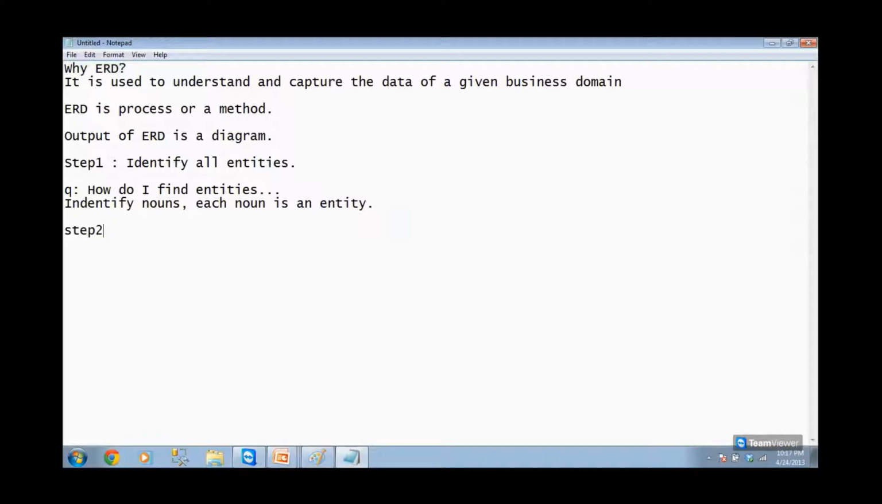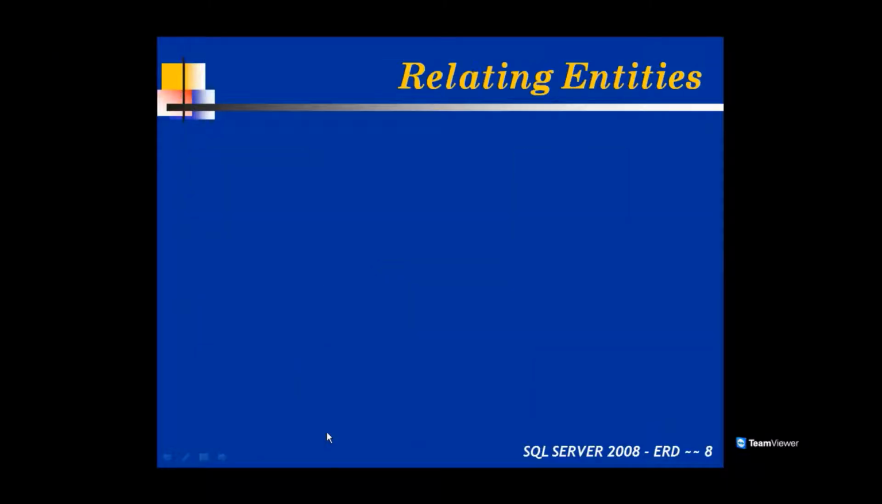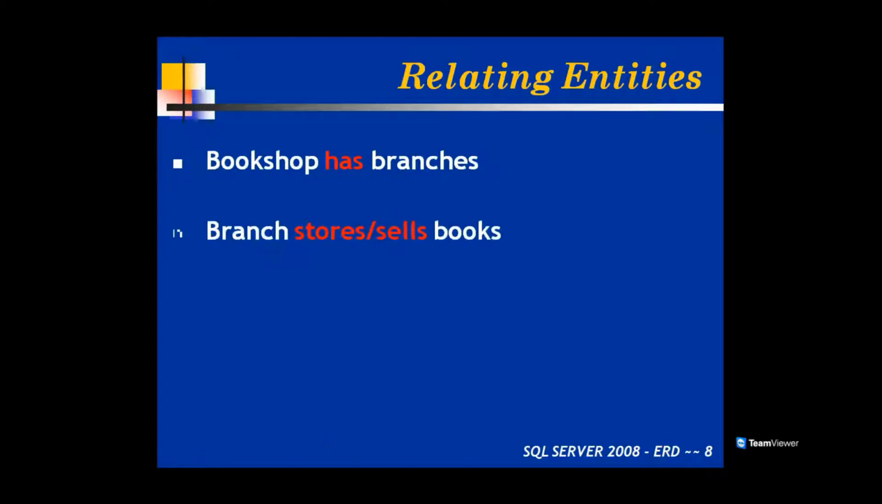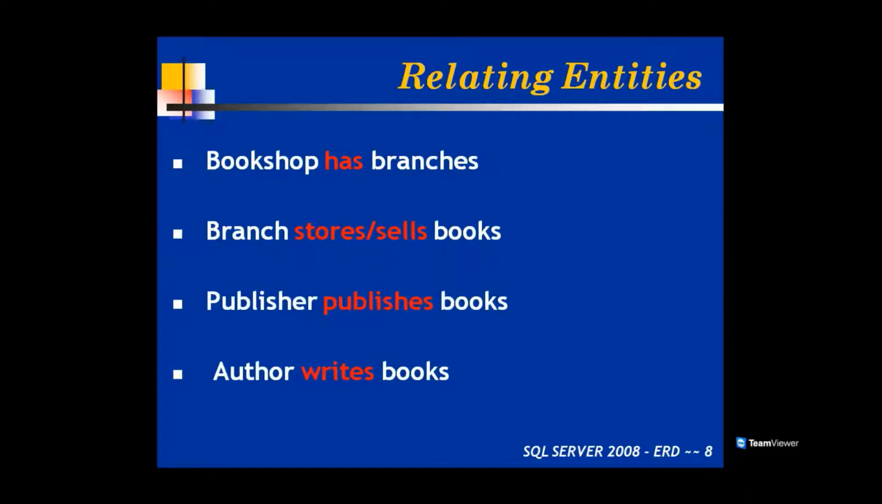Step number two. Identify relationships between entities. Let me identify the relationship between the entities. You have bookshop has branch. Branch stores and sells books. Publisher publishes books. Then author writes books.